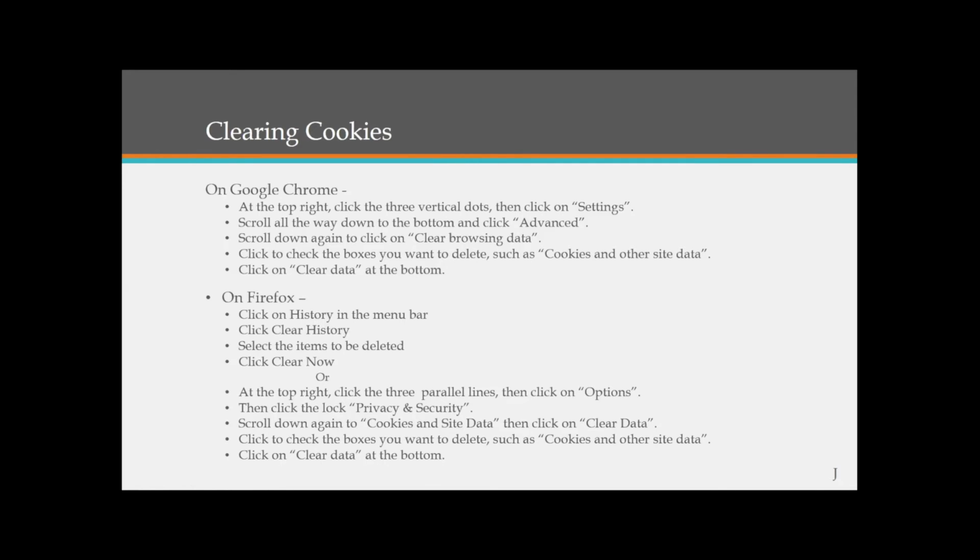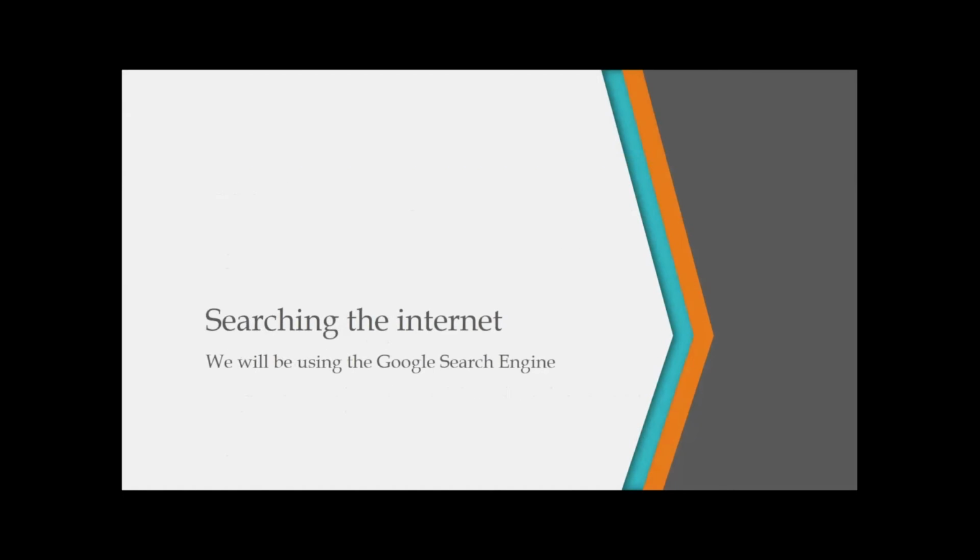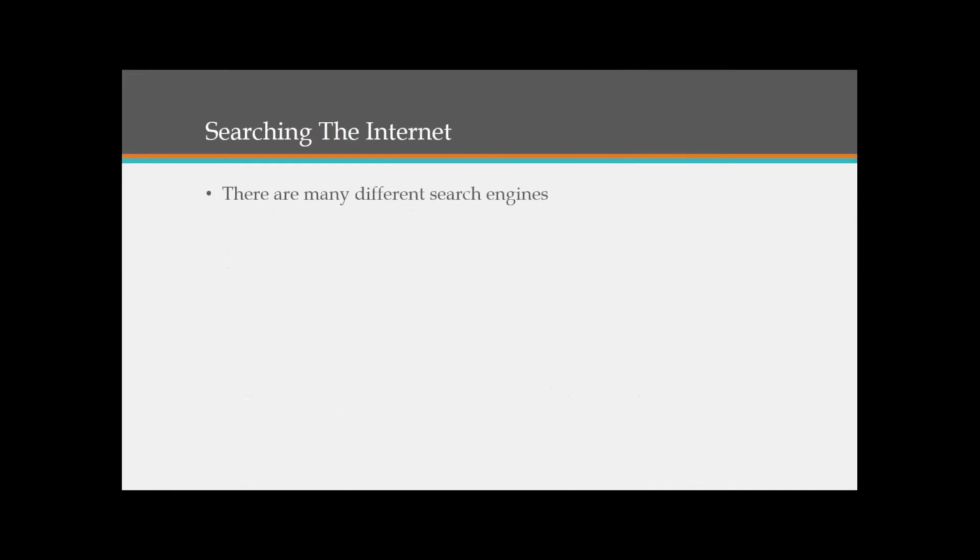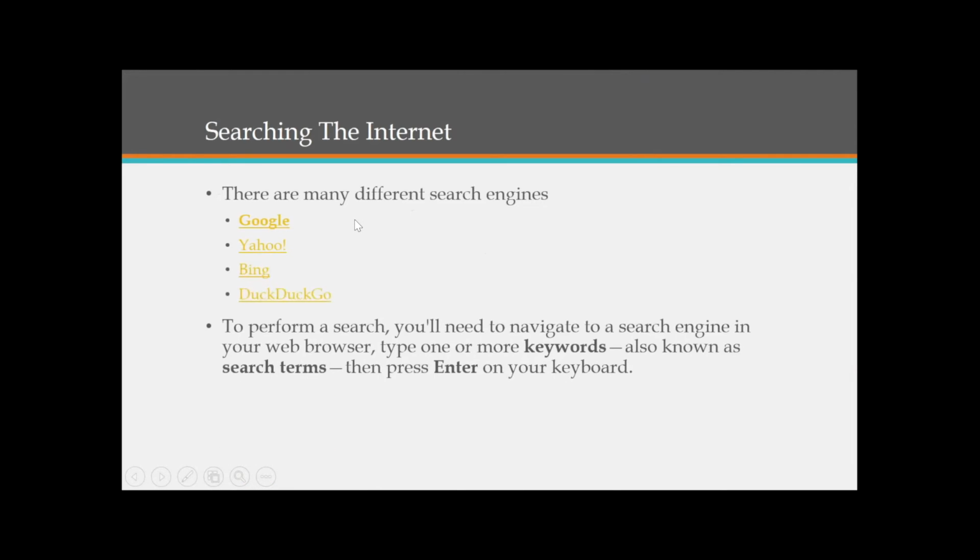What I'd like to do now is, I'm sure many of you use a search engine of some kind, right? There are many different search engines. Google is one of them. Yahoo is one. Bing is one. DuckDuckGo is another. To perform a search, all you do is go to the search engine in your web browser, type in the keywords, also known as a search term, and press enter.